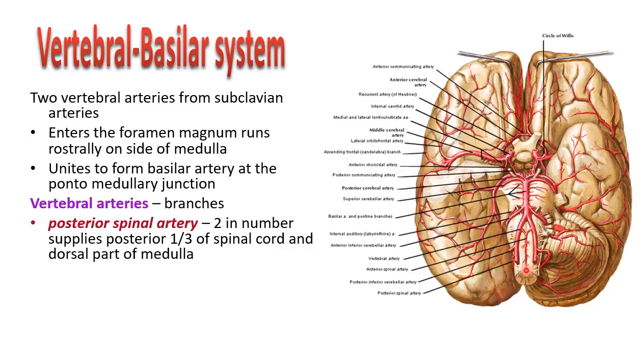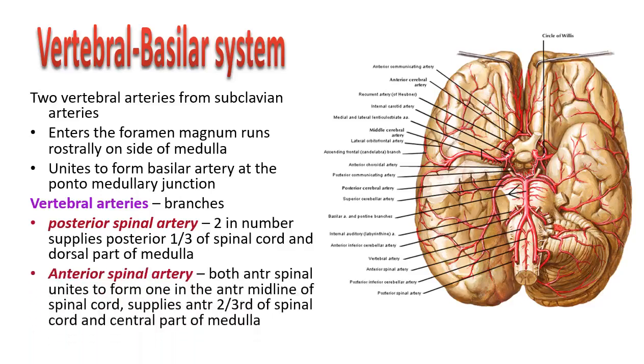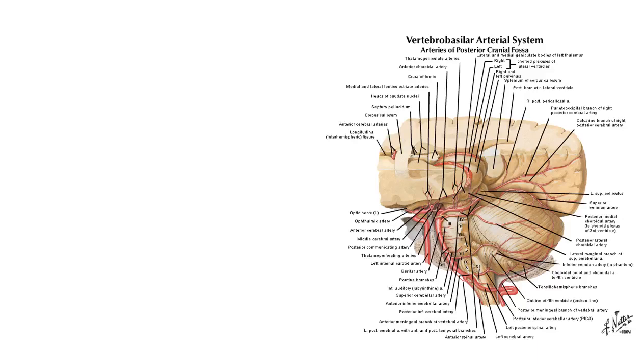Okay, so the anterior spinal artery also supplies the medial part of the medulla oblongata. One is the anterior and posterior spinal artery. Then one more branch of the vertebral artery is the PICA, posterior inferior cerebellar artery.